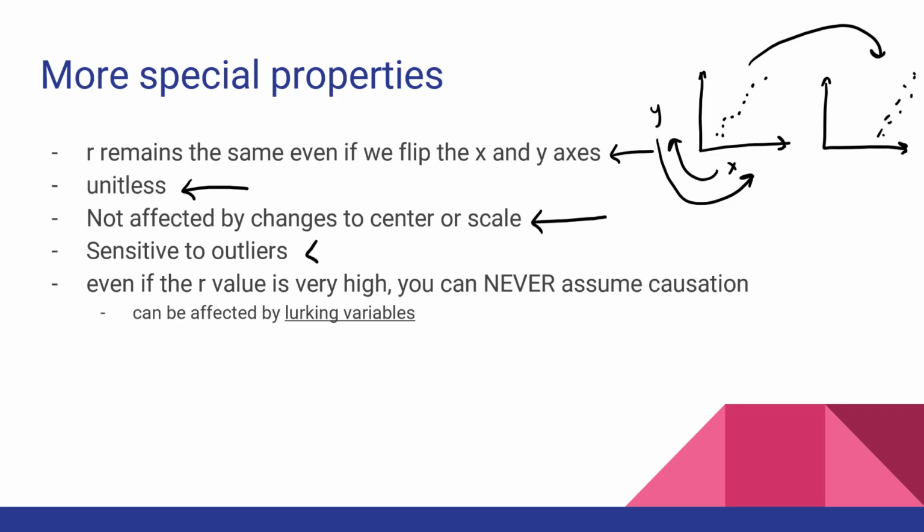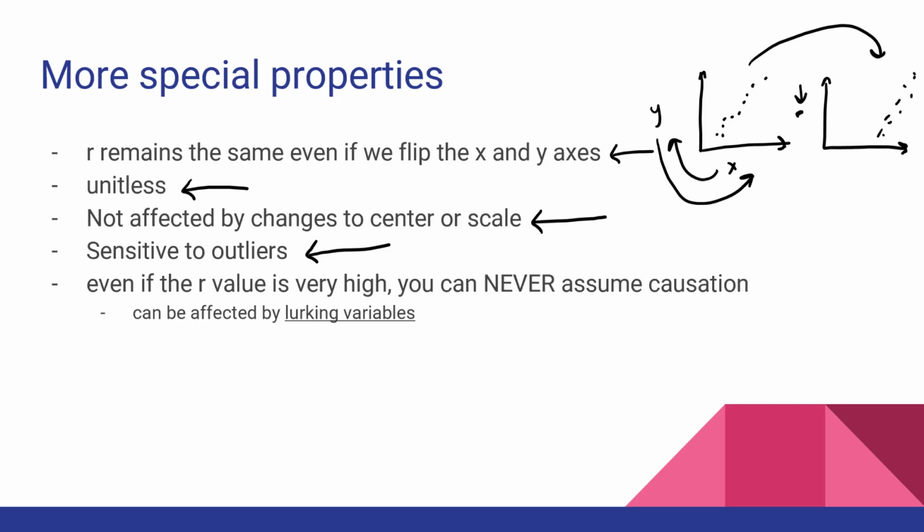The r value is also very sensitive to outliers, so if you have this scatter plot and then a point way out here, the r value will likely be lowered by a lot because this outlier is pushing it to think that the overall variation is much greater than it really is.